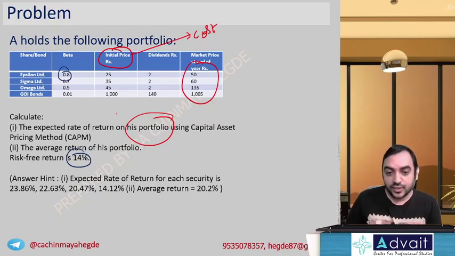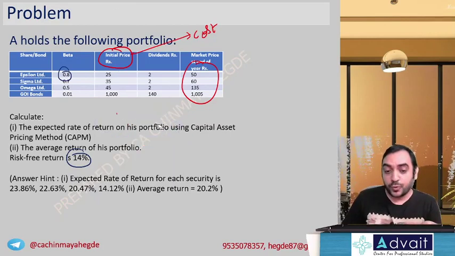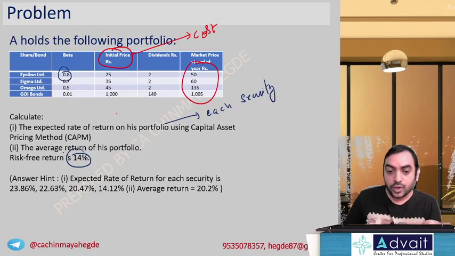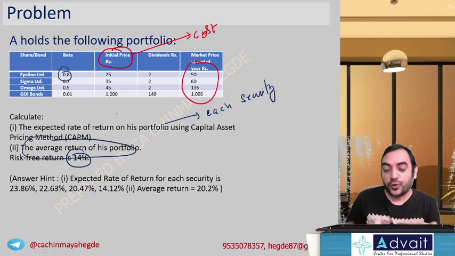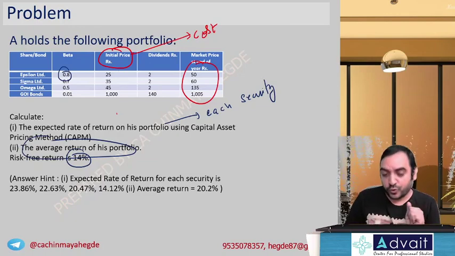I think the question says the expected rate of return of the portfolio. When they say his portfolio, it means each security, because again they are asking for the average return of his portfolio. Both answers can be the same. So the first part of the question is for each security, the second part is for the overall portfolio.